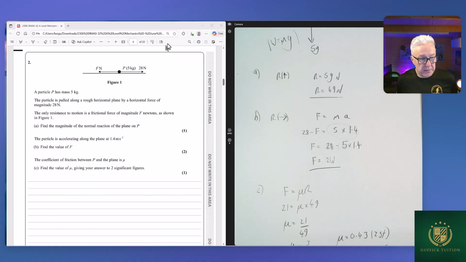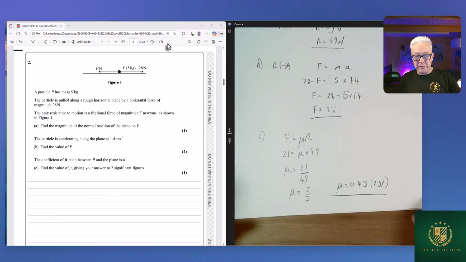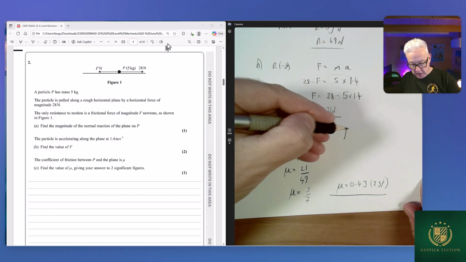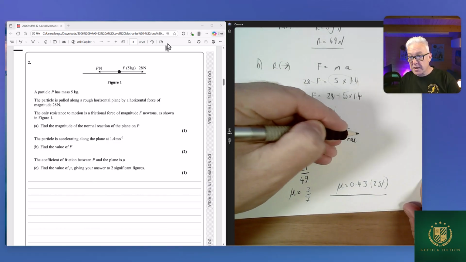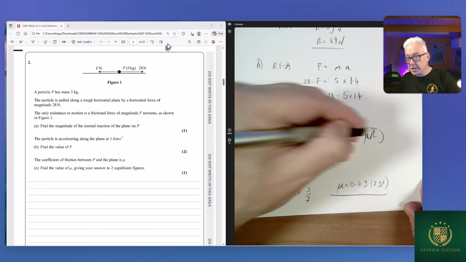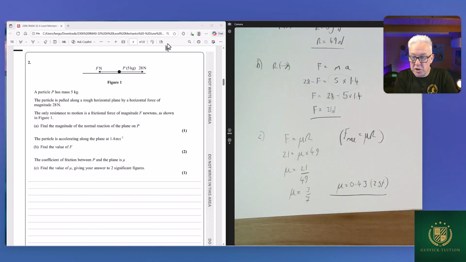Okay, next part. It says the coefficient of friction between P and the plane is mu. Find the value of mu, giving your answer to two significant figures. Okay, so the object's moving, so we've got F max. We're going to be using F max equals mu R because it's moving, so the frictional force is the most that it can be.